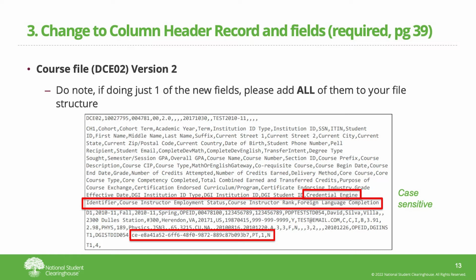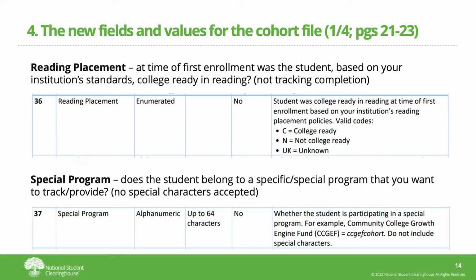Even if you're going to leave them blank, you need to change the structure of the file to acknowledge that those fields have actually been added. And again, I will show you some examples of what it looks like if I'm going to do some that are blank and some that are actually provided. So 3, again, change your column header record and fields for the respective files that you're doing. And then the fourth part is walking you a little bit through each of the new data elements just to explain them a little bit more to you so you understand what all of these are.